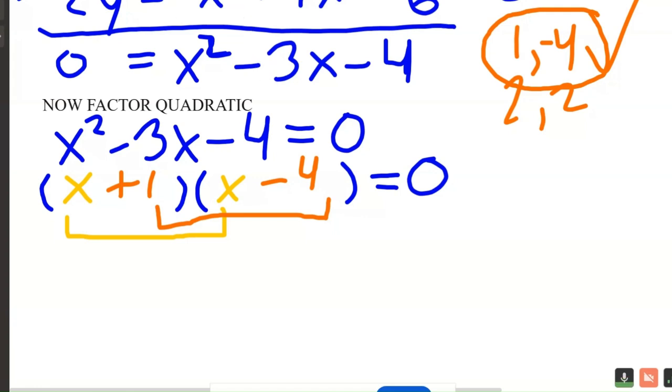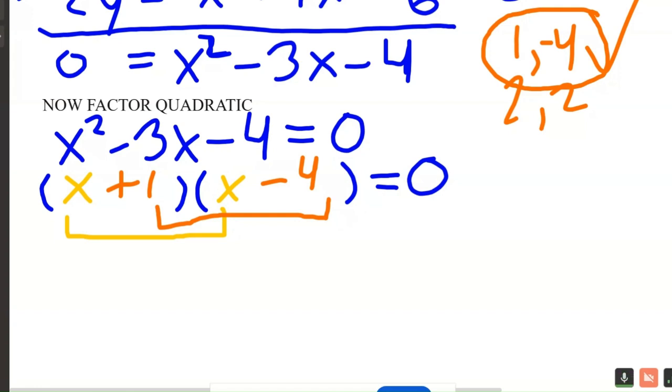Well, if you recall, when we went through this yesterday, we looked at each one of these binomials separately. We looked at x plus 1 separately. What would x need to be there to be 0? We looked at x minus 4 as well, and we determined how to do that.